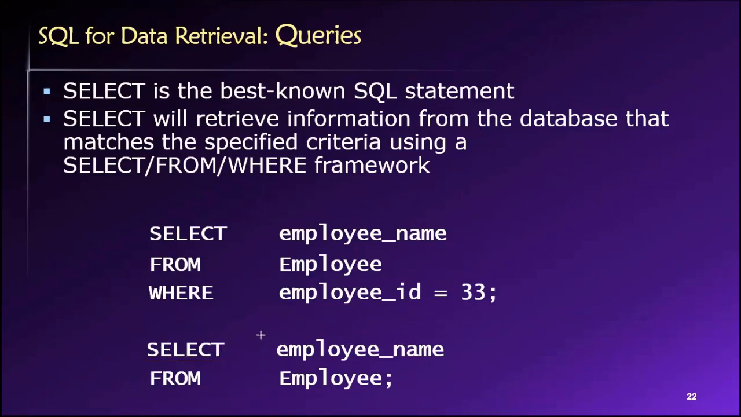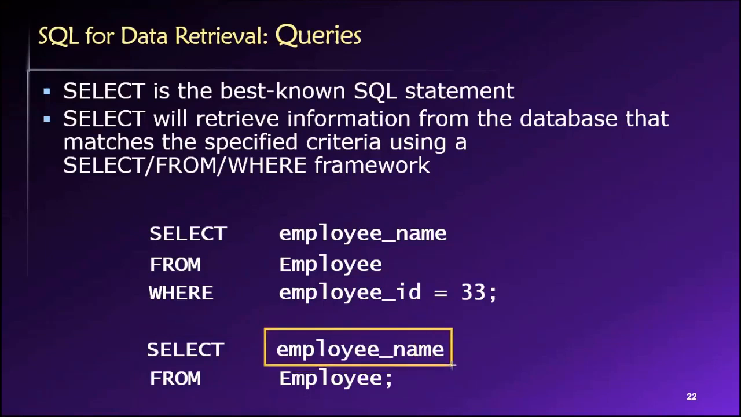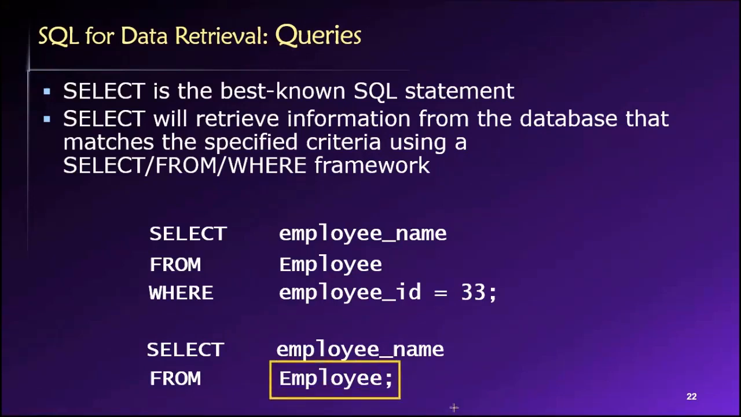So we're going to select the column or columns that we want to appear in the output, and then we tell the database where we want it to look for that information. In this case, the question that we're asking here is, hey, database, give me a list of the names of all of my employees in the employee table. So what we want as the output is a list of employee names, and we're telling the database that it needs to look in the employee table in order to get this information.